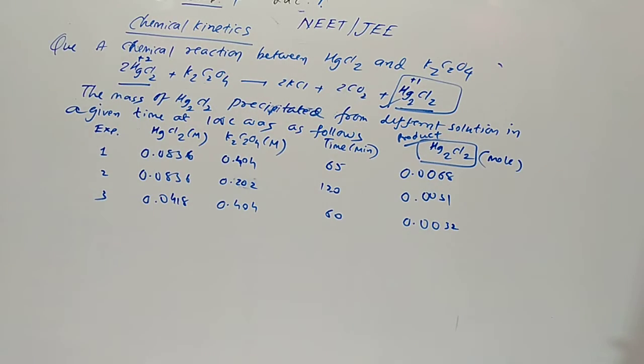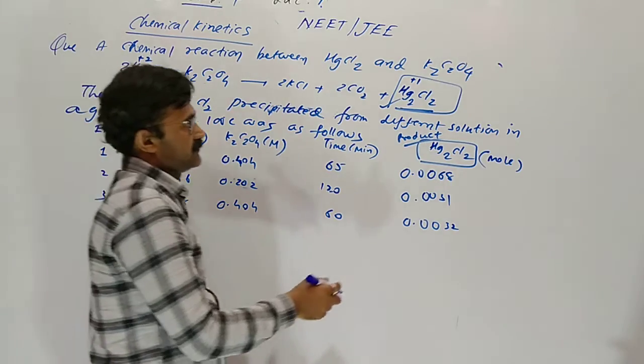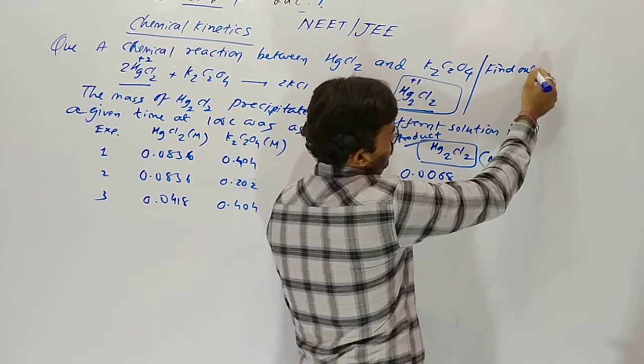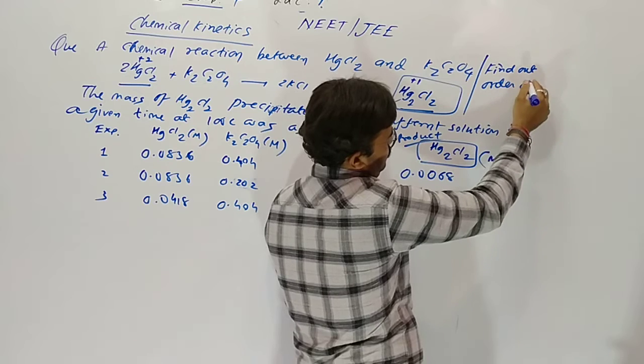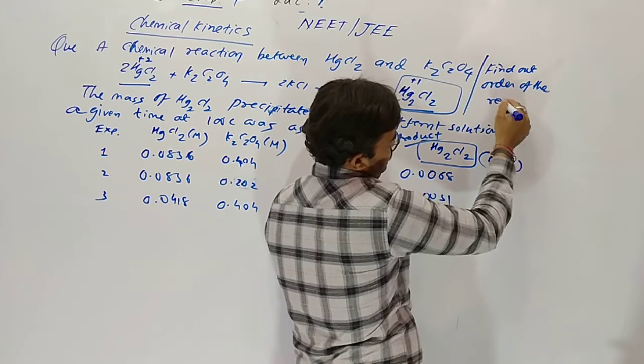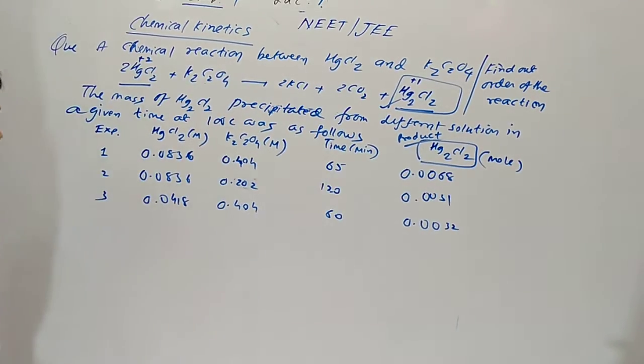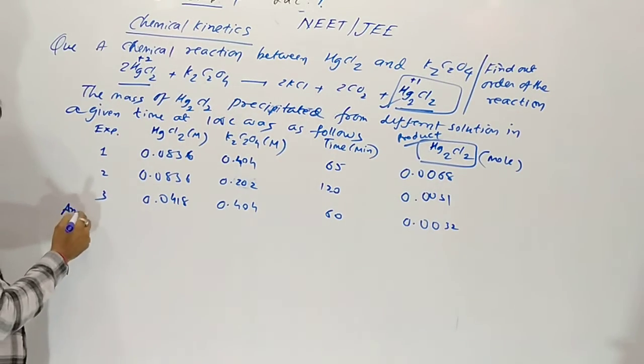So find out the rate of reaction. Find out the order of the reaction. We have to define the order of the reaction. So here is our answer.